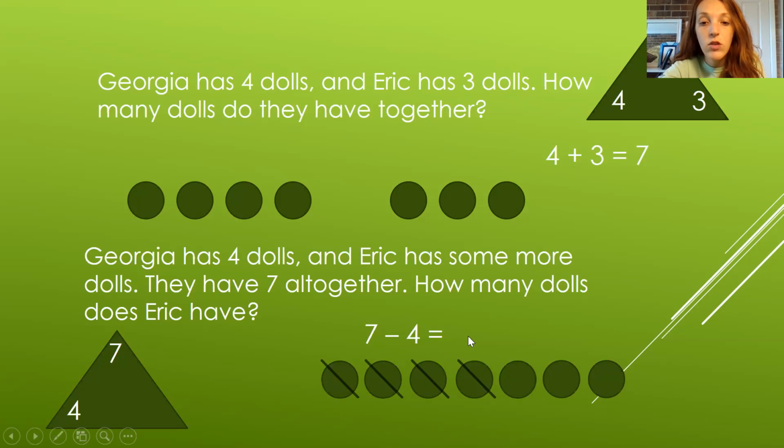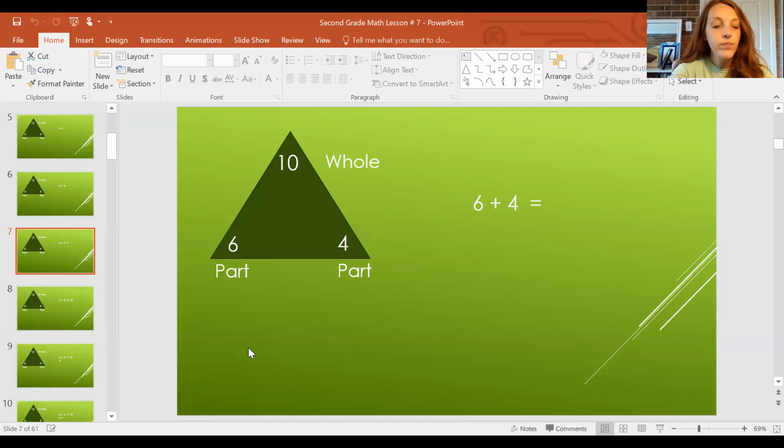I did. So what is my answer? How many dolls does Eric have? This 7 represented all of our dolls. I took away all 4 of Georgia's dolls, and I'm left with what Eric has. What does Eric have? He has 3 dolls. And I can fill my part just like we had in this sentence up here. These 2 problems are part of a fact family. Notice the numbers are the same.